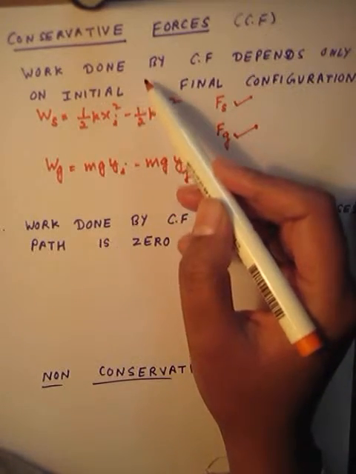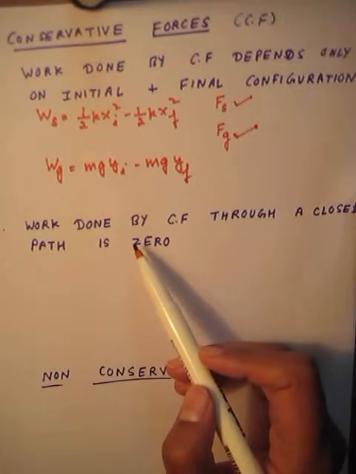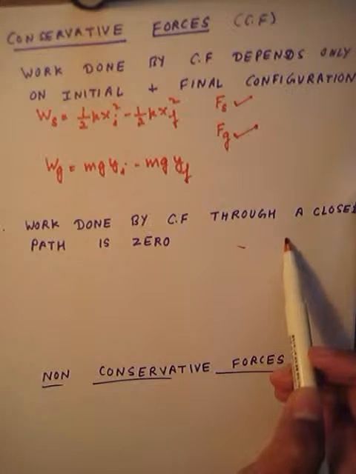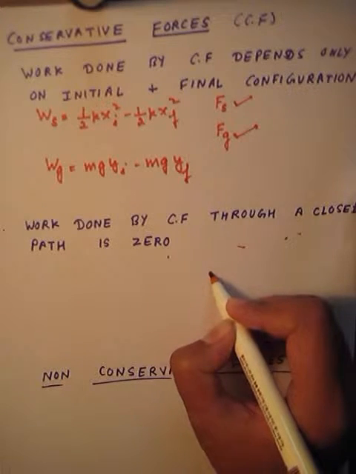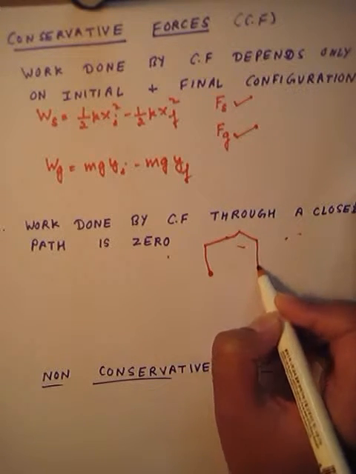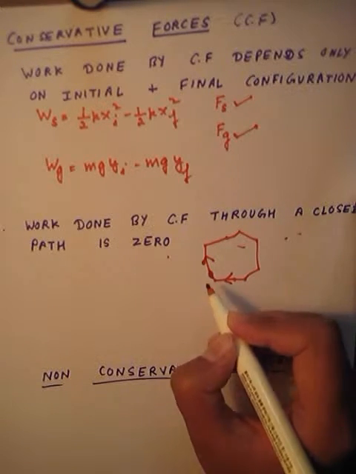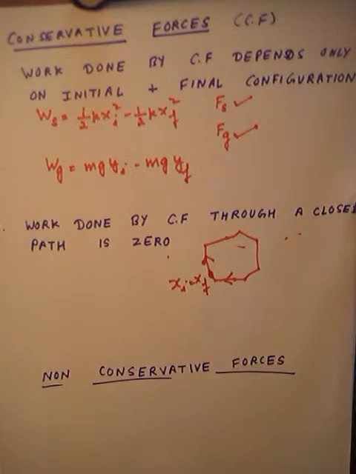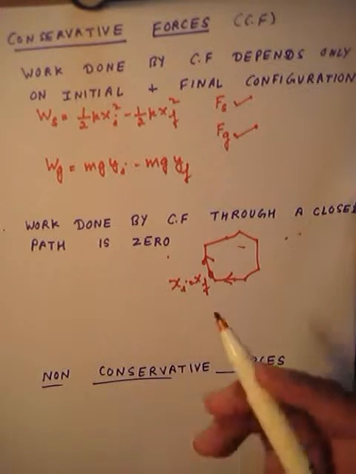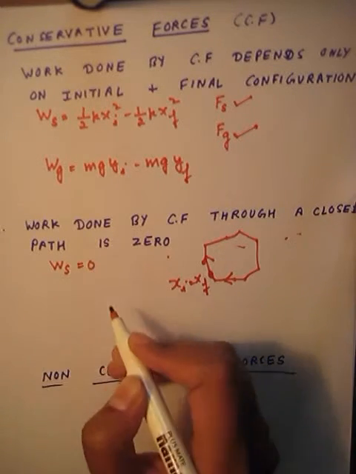This is the first condition which should be satisfied. The second condition is that the work done by a conservative force through a closed path is zero. What is the meaning of a closed path? Closed path means you start from one point, go around, and then come back to the same initial point. So x_i will be equal to x_f, or the initial coordinate will be equal to the final one. If this is the situation, W_s will be 0.